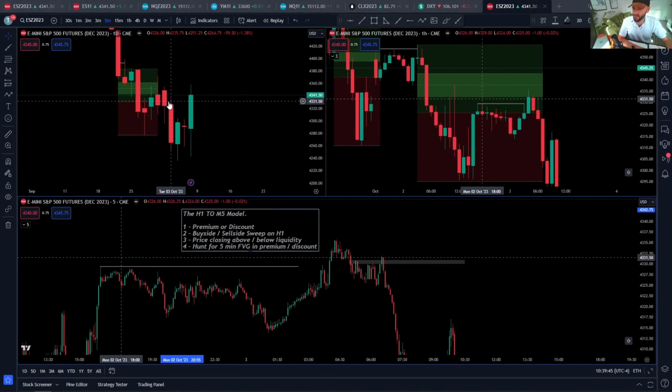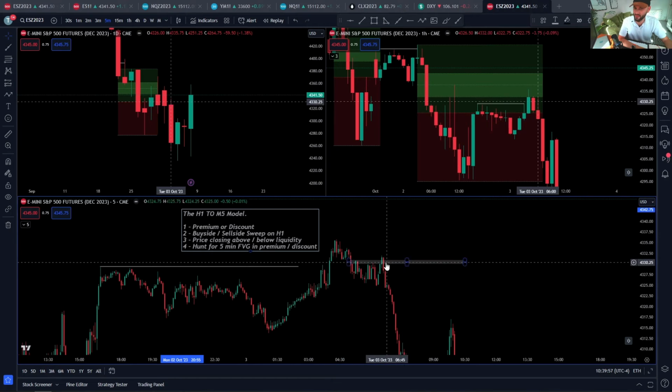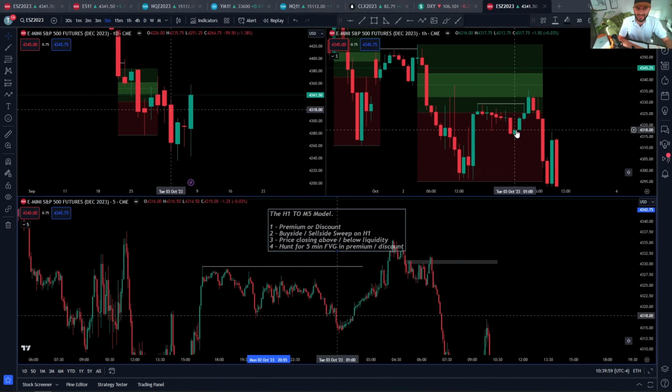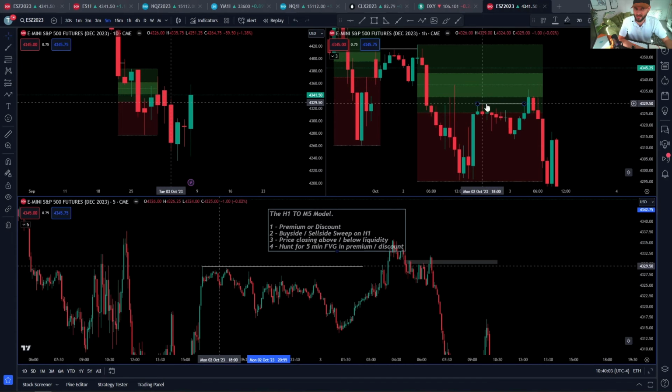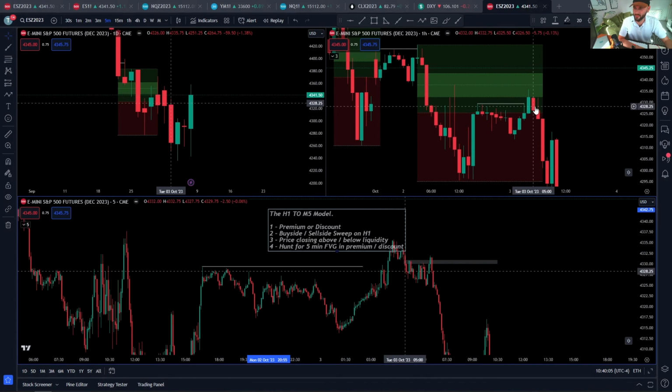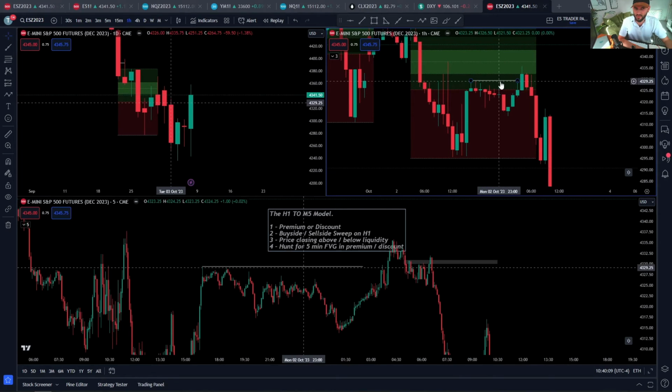We are still inside of fair value and a premium. So a fair value is 50%. Anything above 50% is a premium. Anything below is a discount. We were inside of a premium, a short-term premium, but at fair value. Okay, so this hourly candle closes and takes out this buy side inside of a premium, right? So what we're looking for, a candle to close below that buy side.